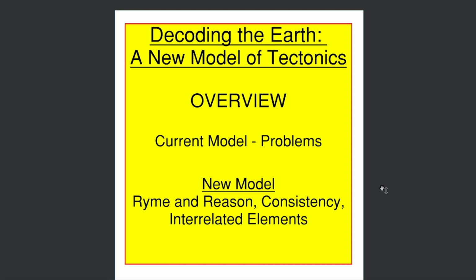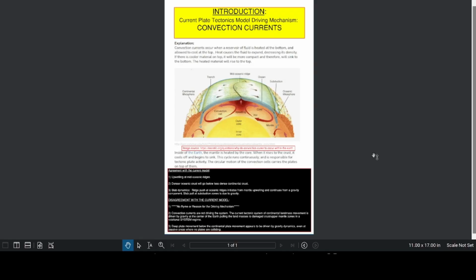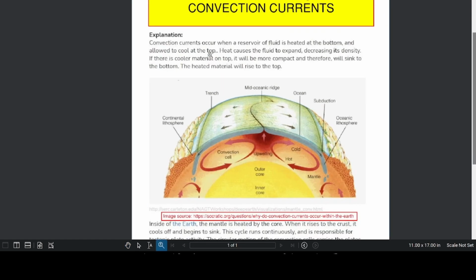There's a driving mechanism, a clear one. And it's really two. I'll discuss that. There's like two tectonics driving mechanisms. Okay, introduction. As part of this overview, I'd like to discuss the current plate tectonics model driving mechanism, which is convection currents. Okay, let me zoom in here.